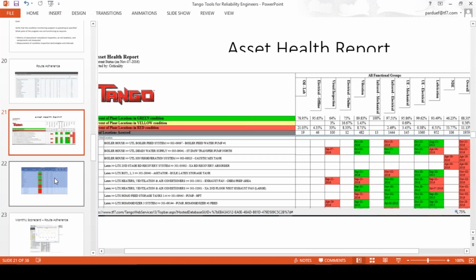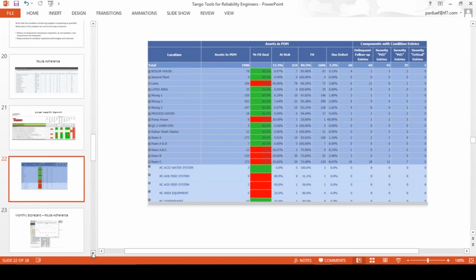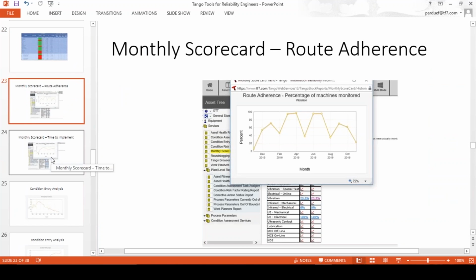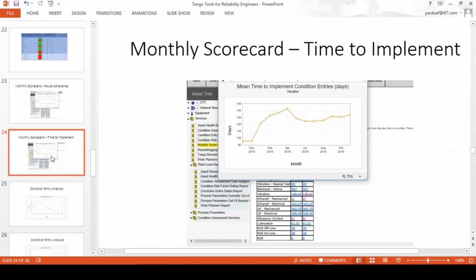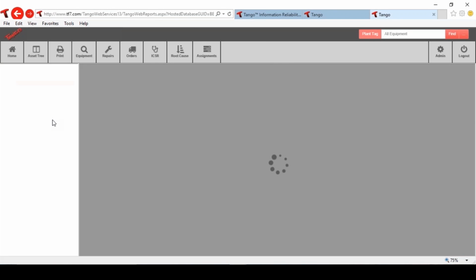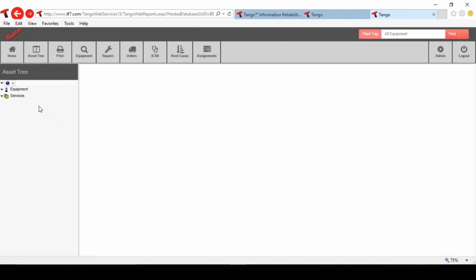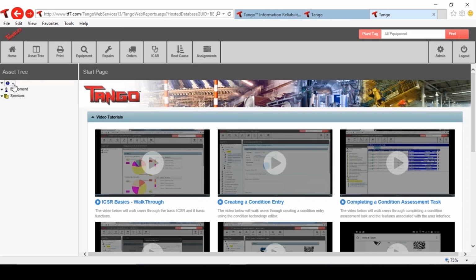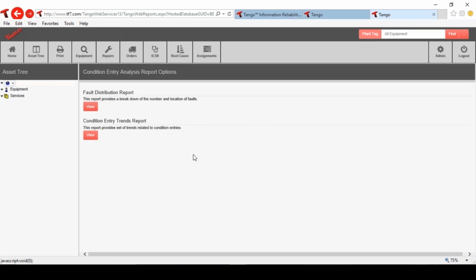All right, so we talked about point adherence, we talked about asset health, we talked about asset fitness, we talked about route adherence. Let's talk a little bit about metrics associated with condition entries. There is a part of Tango called condition entry analysis. Let's look at that for a minute.